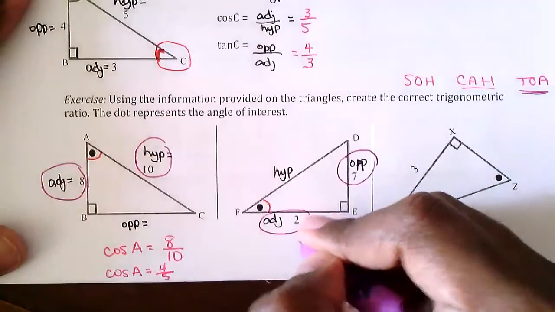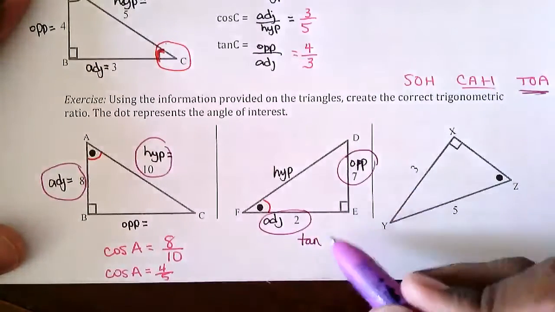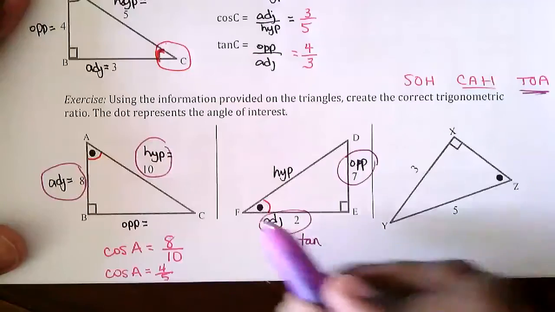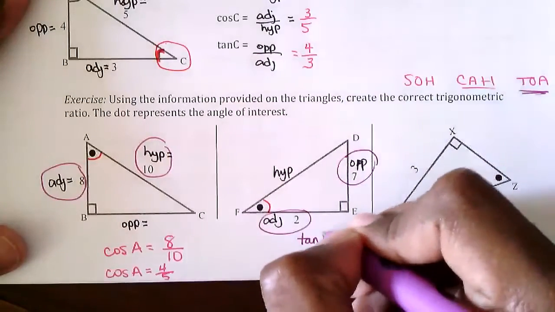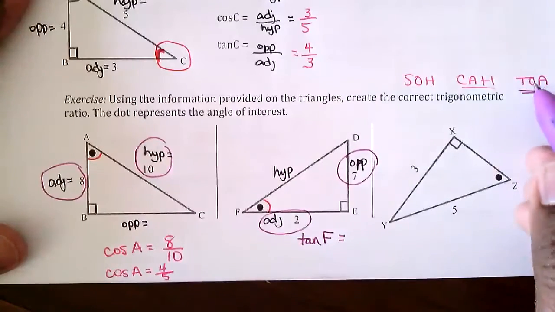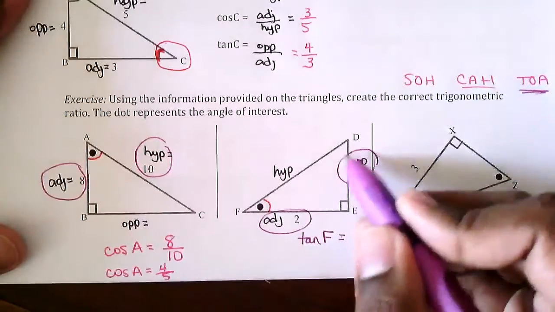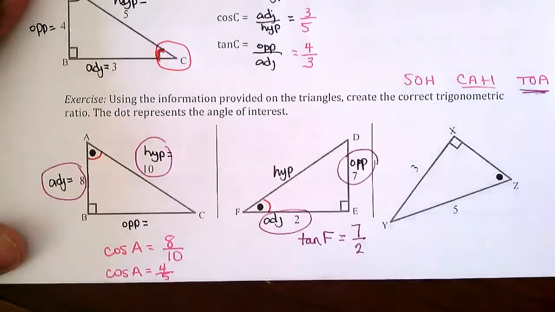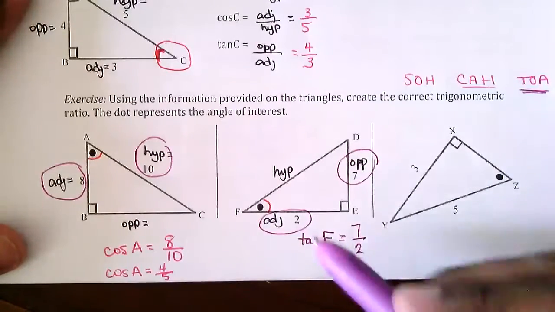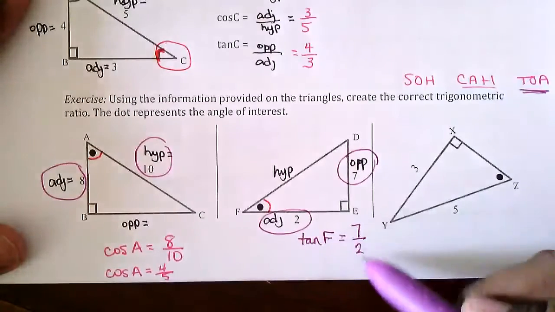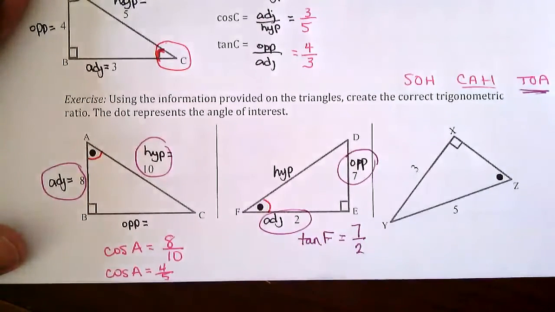Okay, so when I'm writing this out, I have tan. Again, tangent can't exist alone. It must exist with an angle. The angle of interest here is F. So tangent of F is equal to opposite over adjacent. In this case, opposite is 7 and adjacent is 2. We can't simplify that any further, so this is your final answer. The primary trigonometric ratio associated with tan F is 7 over 2.